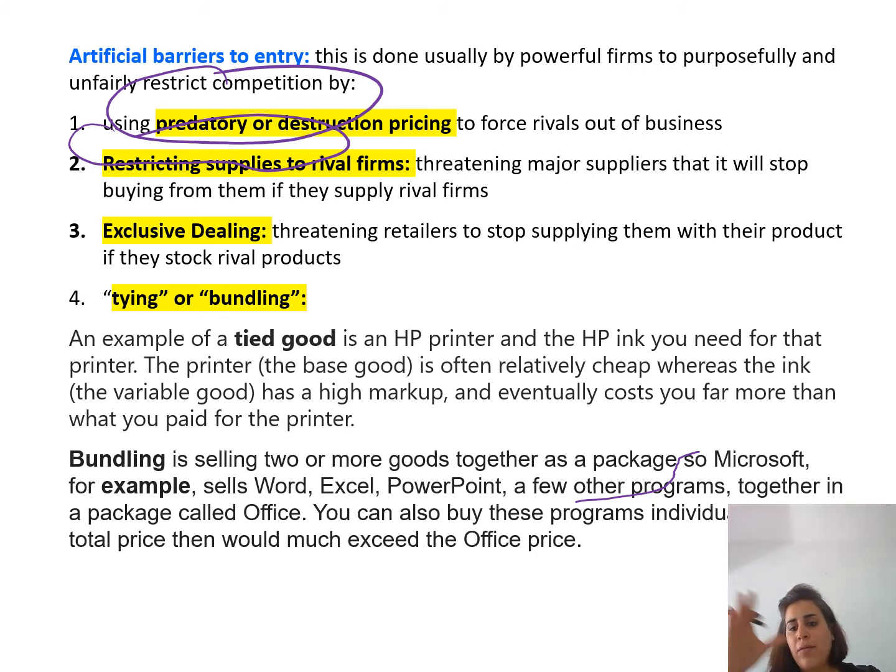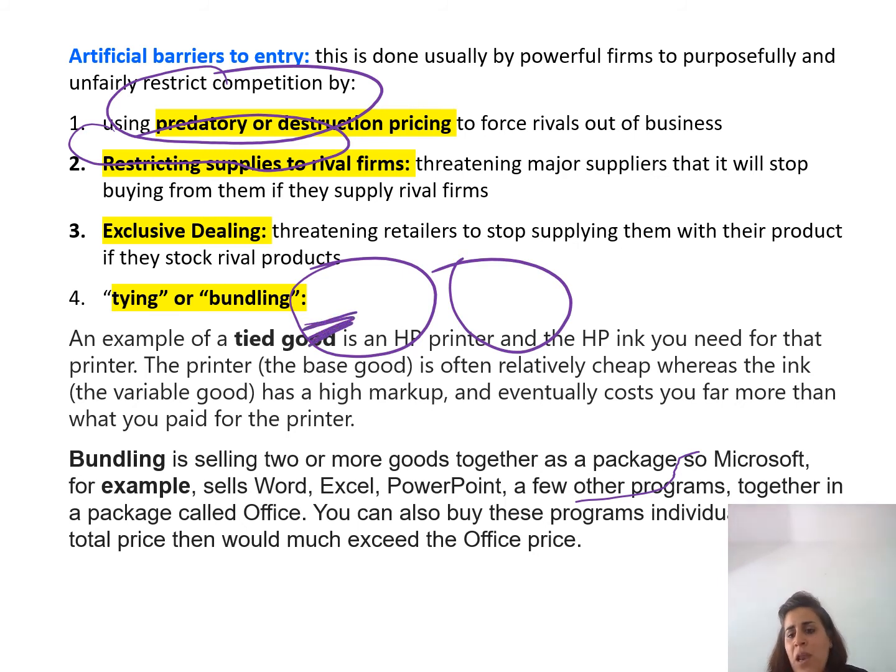Tying or bundling. For example, I'm talking about two goods that are tied together. They come as a bundle. So for example, if I buy the HP printer, this is one very good example. It is cheap compared to the price of the HP ink that I will have to use. As an HP printer, HP is a brand, I cannot use any other type of ink. I am stuck with purchasing the HP ink for the rest of my life, and it is very expensive. Okay, a bundle, this is a tied good.